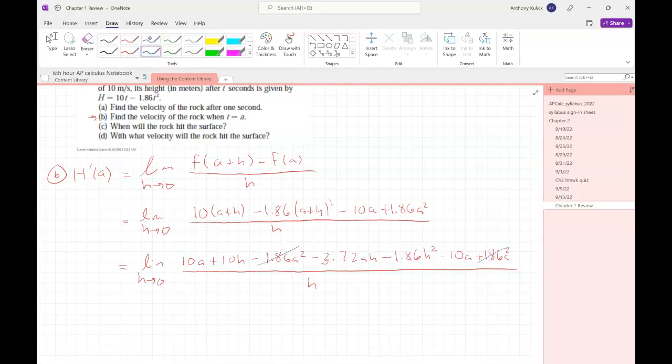Let's see. Now, great. My brain still works. Cancel the like terms. Now I notice that everything left has a factor of h in it, so we can reduce.